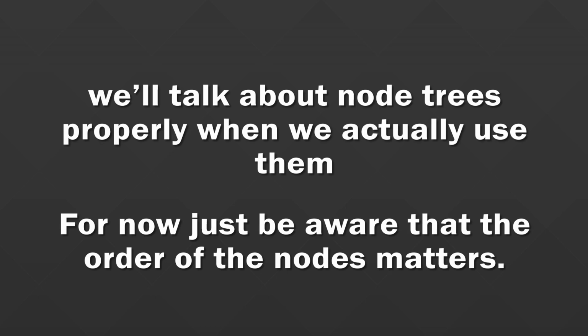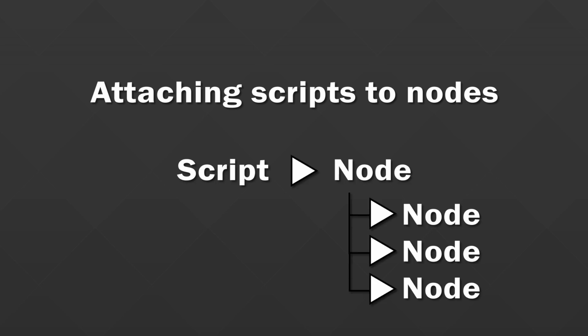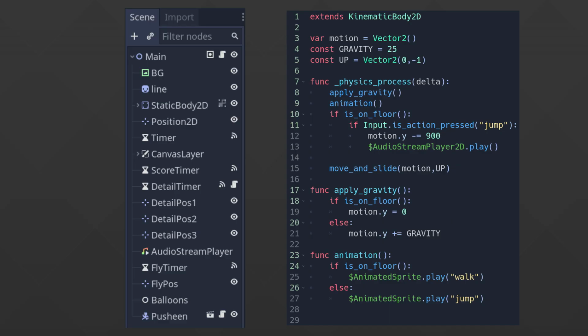What is more important for now is that each node can do lots of different things. The most direct way you can make them do stuff is by attaching a script to them. You could either give each node a script by itself, or you could use the script on one node to influence another node. You can see if a node has a script by the icon next to it. And if you click on it, you can see all the code that is on the node. We will actually spend most of our time with the code, because this is where all the interactivity happens.